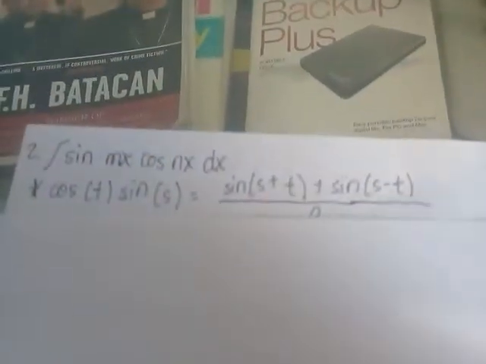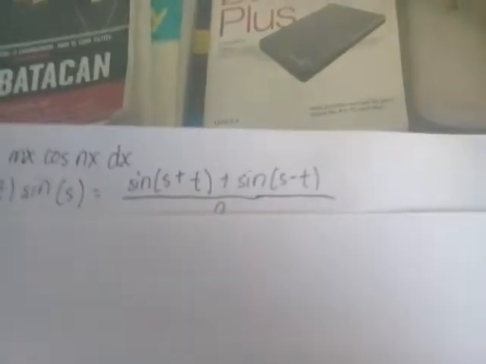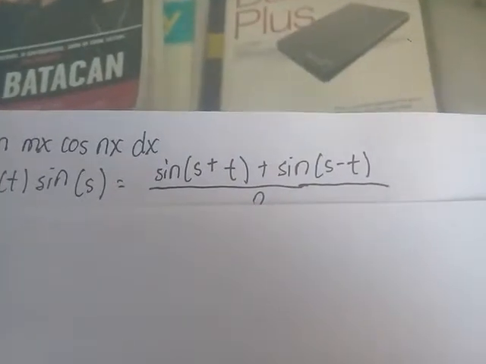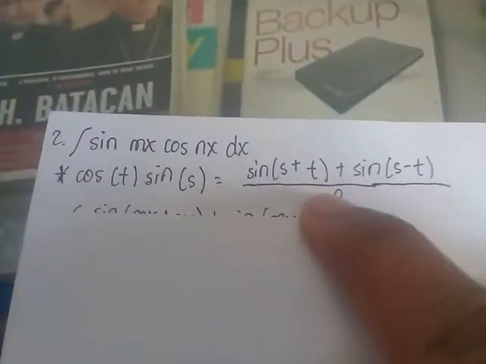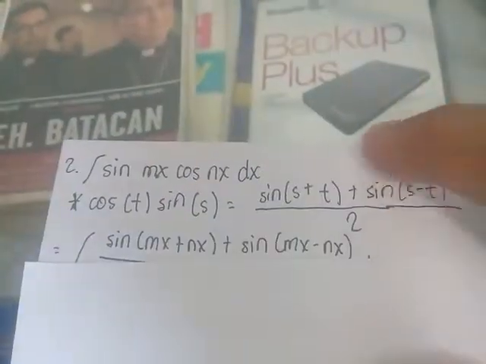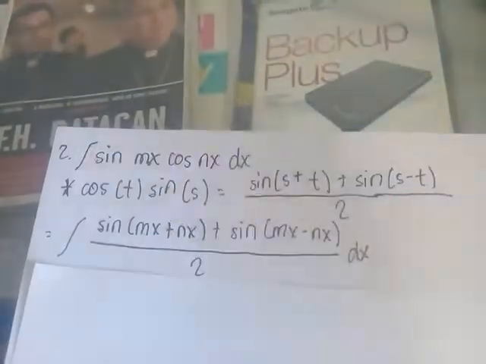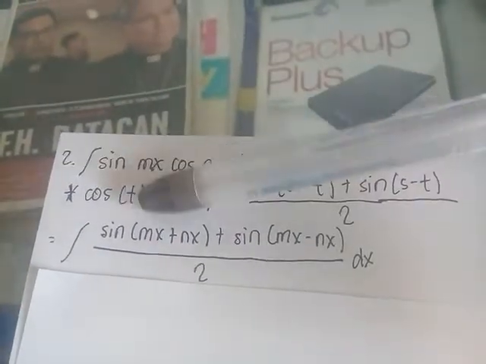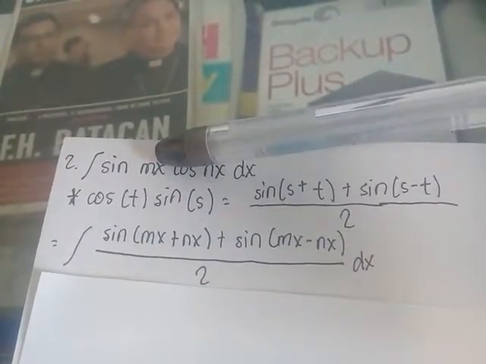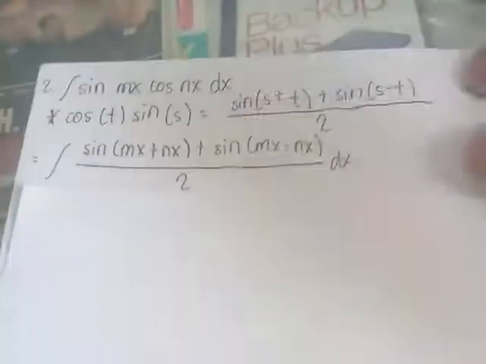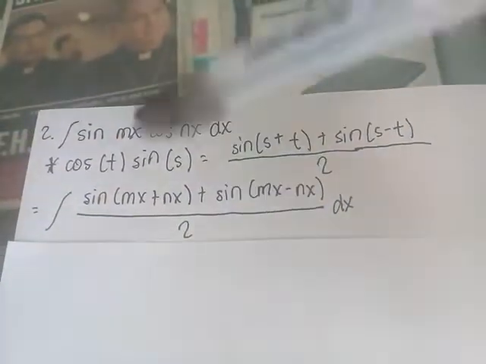So cos t sine s will result to sine quantity s plus t plus sine quantity s minus t, over 2. So we will now apply this quantity to the given. So we will have now this one. So for sine s plus t, we have mx plus nx, plus sine of mx minus nx right here, over 2 dx. So next thing that we're going to do is get out the constant right here.